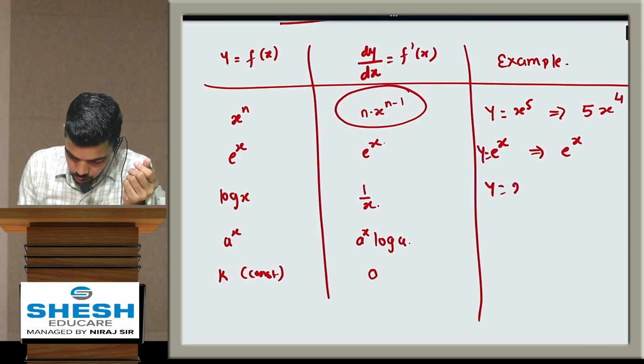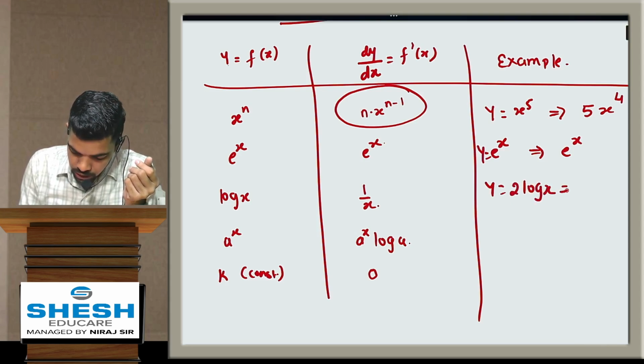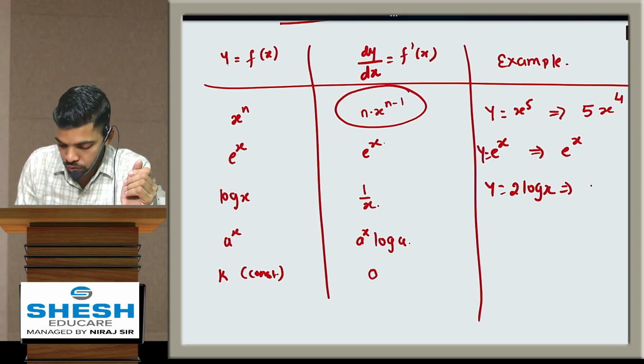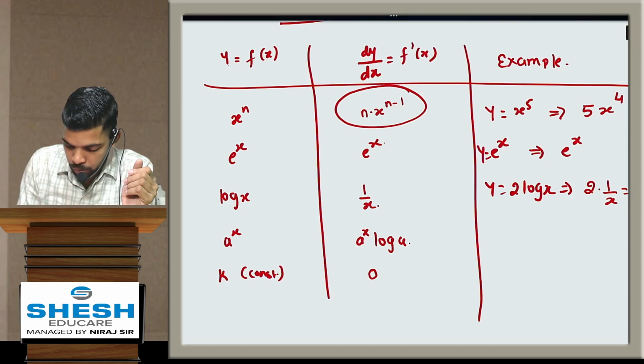Now suppose y is 2 log x. So what will be its derivative? 2 is constant and it is in multiplication. So we will write 2 as it is into 1 upon x, which is 2 upon x.